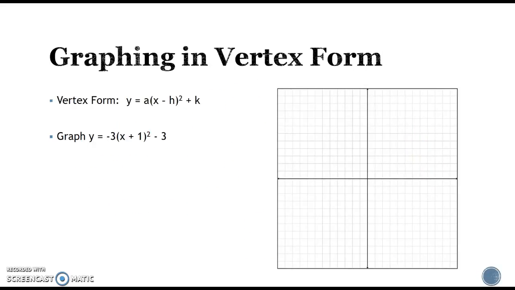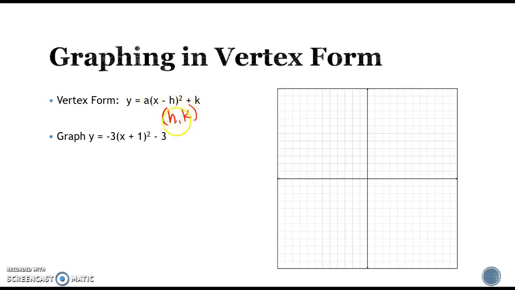Graphing in vertex form. Okay, vertex form is a little bit different than standard form. Now instead of a, b, and c, I have a, h, and k. So this h is my horizontal, how I'm moving left and right. k is a vertical, up and down. But the biggest thing in vertex form is knowing the vertex, which is going to be at the point h, k. Now remember, h is always going to be the opposite sign.